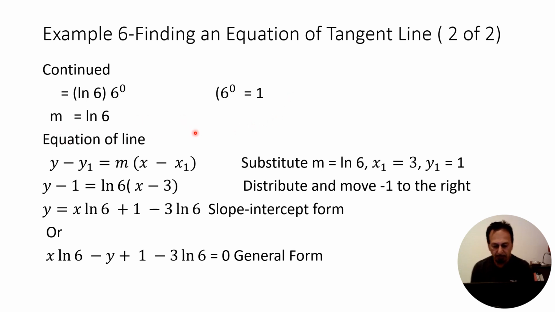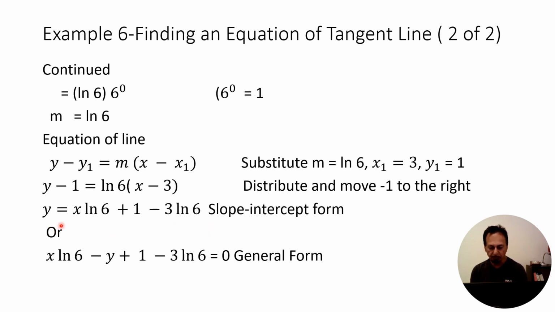Now we write the equation of the line, and the formula is y minus y1 equals m times x minus x1. So we substitute m equal to natural log of 6, x1 is 3, and y1 is 1. So this equation becomes y minus 1 equals natural log of 6 times x minus 3. We distribute natural log of 6, so it becomes x times natural log of 6, and we also move the minus 1 to the right, plus 1. And natural log of 6 times 3 becomes minus 3 natural log of 6.